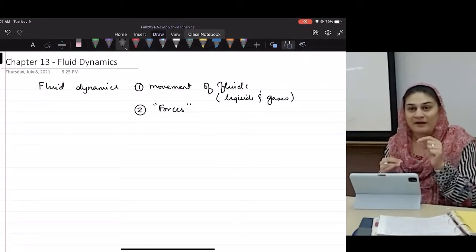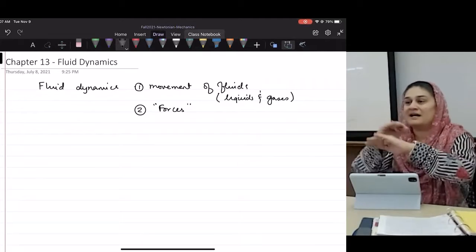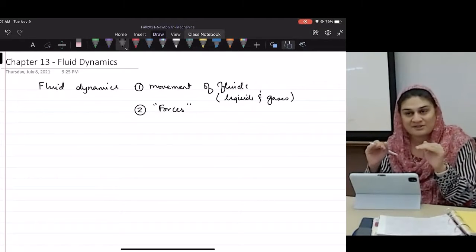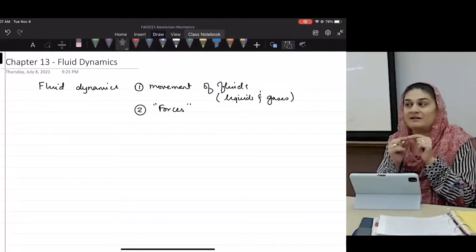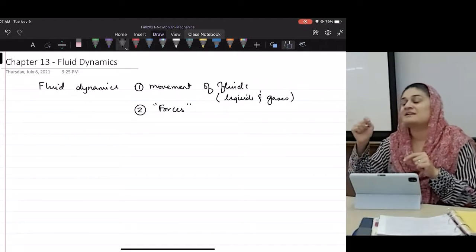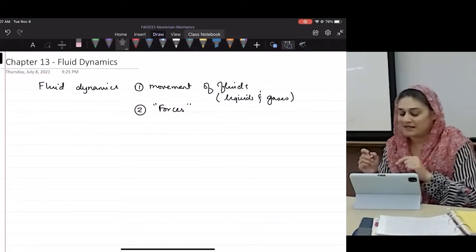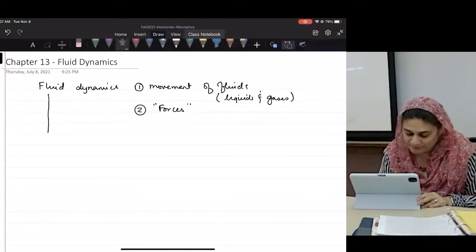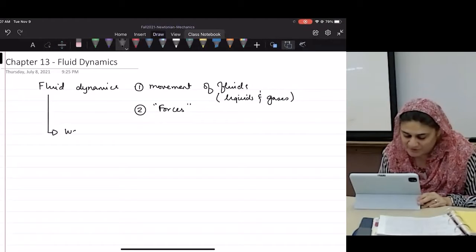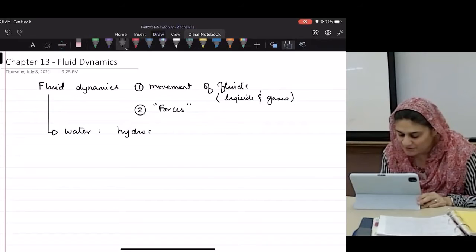So I want you to be aware of these differences. When we study any fluid, it's called fluid dynamics. When we particularly study water and its characteristics, that is called hydrodynamics or hydrostatics. So fluid, when it is water under consideration, is called hydrodynamics.